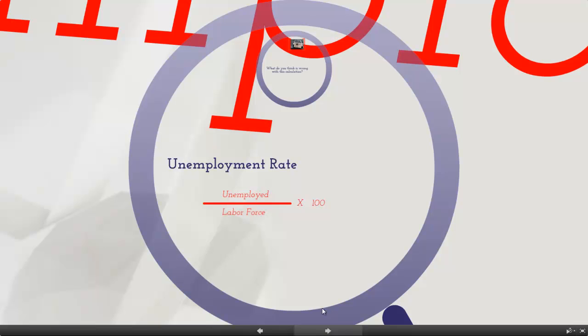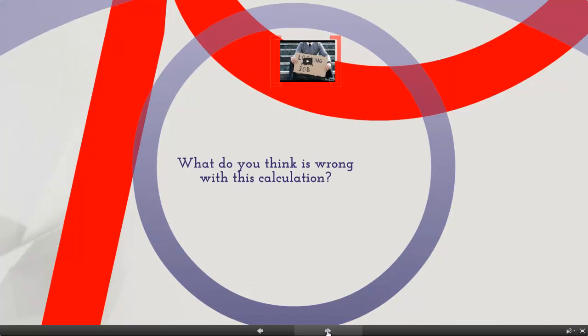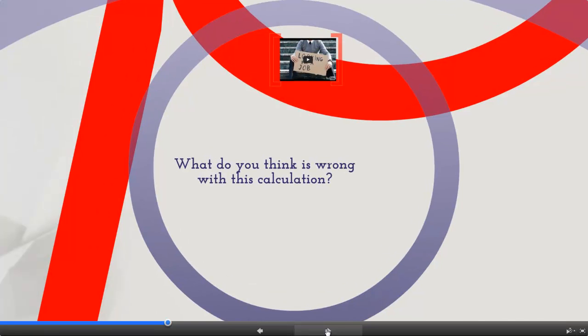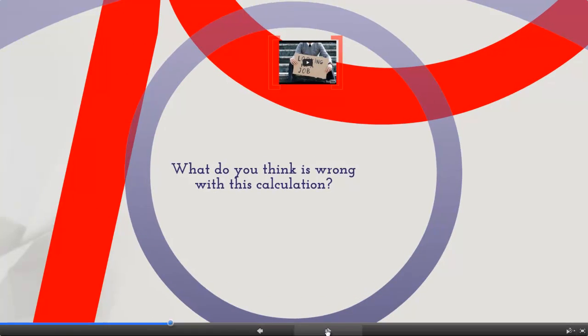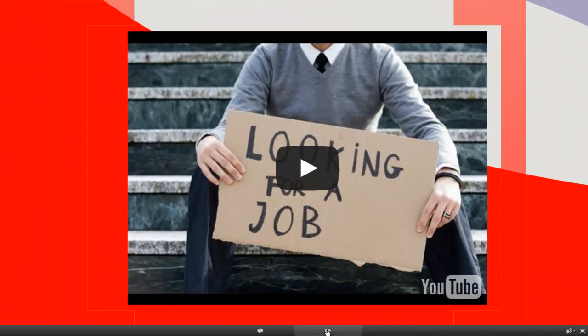So, when we talk about the unemployment rate, it is the unemployed, so that means anybody looking for work in the last 4 weeks who is not employed, divided by the labor force times 100. That is the unemployment rate. So what do you think might be wrong with this calculation? There's a whole video, and I'm going to post this on Moodle because it's easier to watch from there. So I'm going to skip this and give you a video to watch about it.